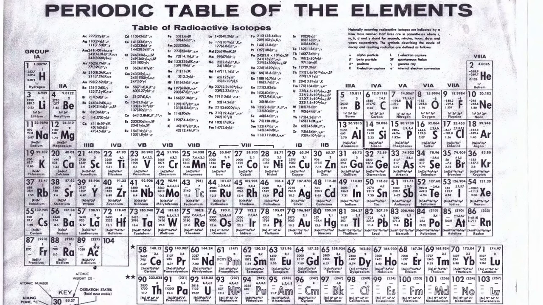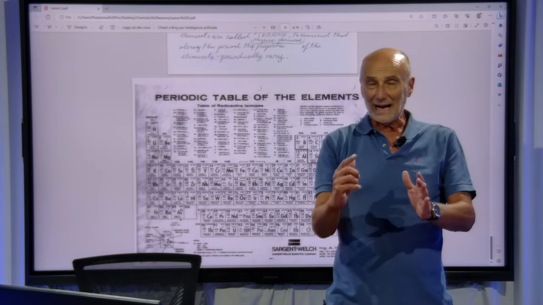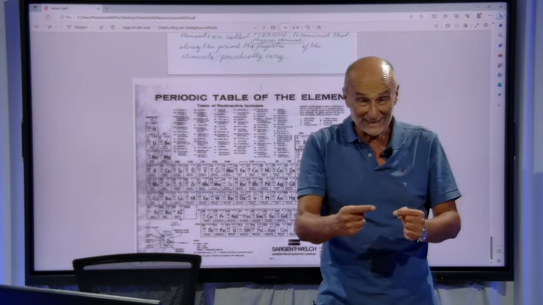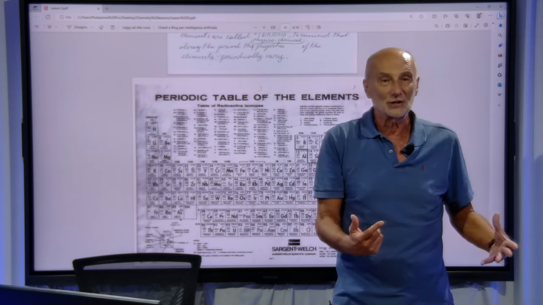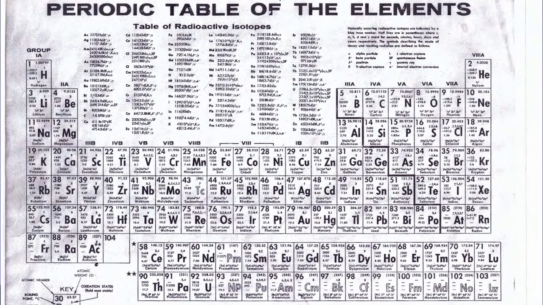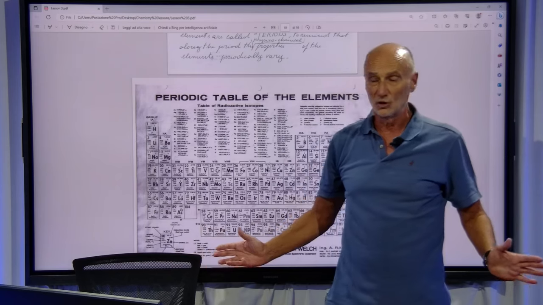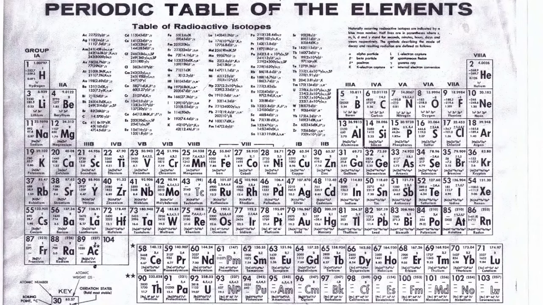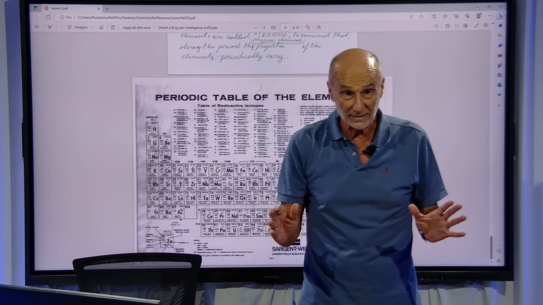So we have to write all the elements after scandium: titanium, vanadium, chromium, manganese, iron, cobalt, nickel, copper, zinc. These 10 elements differ from each other because each one has one more electron. So the electronic structure of these elements varies: the last electron of scandium is the one in 3d1, the last electron of titanium is the one in 3d2, the last electron of vanadium is the one in 3d3, and so on.